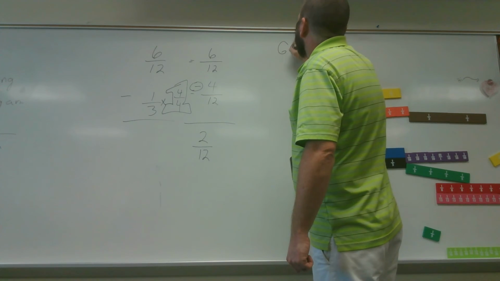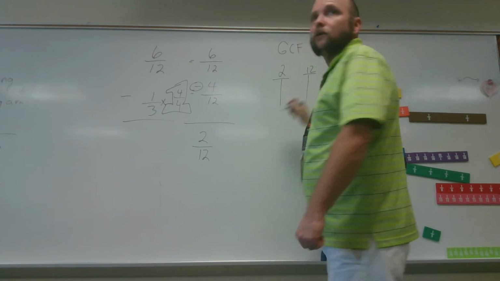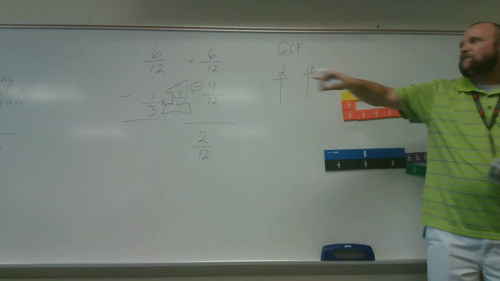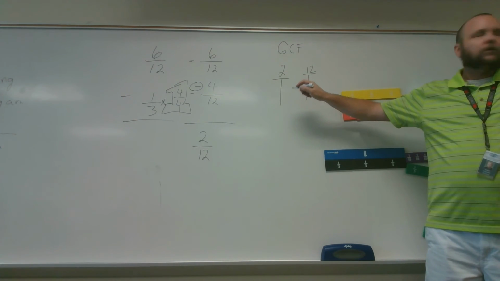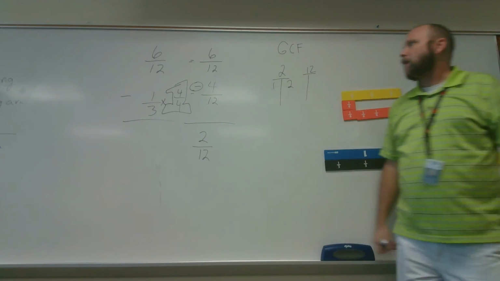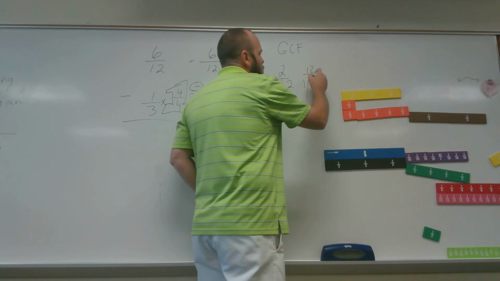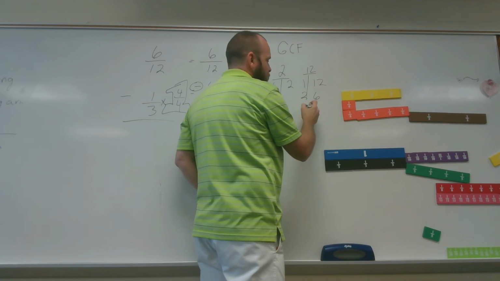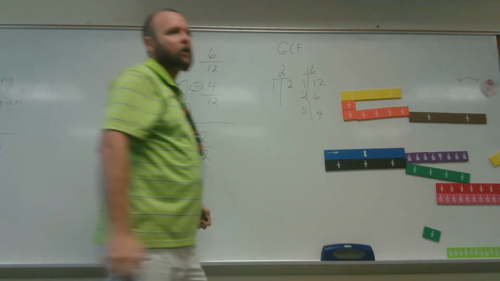So let's find our greatest common factor for 2 and 12. Taylor, what are my factors of 2? No, those are multiples. 1 times 2. Okay, my factors for 12 are what, Taylor? 1 times 12. 2 times 6. 3 times 4. Good.